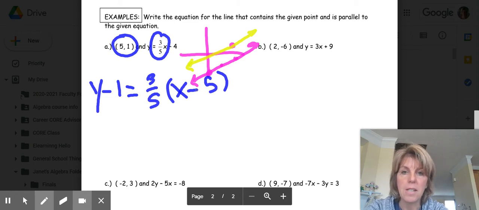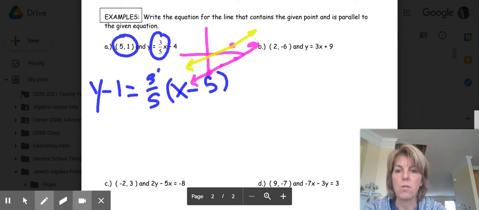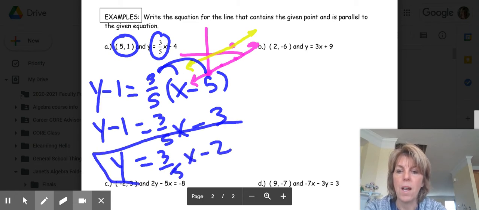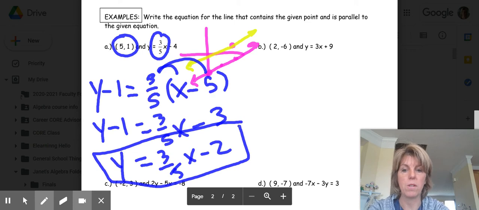My final answer needs to be in slope intercept form though. So now I have to change it from point slope form to slope intercept form. So I'm going to distribute, keep the y minus 1. I'm going to get 3/5 x. 3/5 times negative 5 is going to be negative 3. Then I'll add 1 to both sides and get 3/5 x minus 2. So now I have an equation in slope-intercept form.